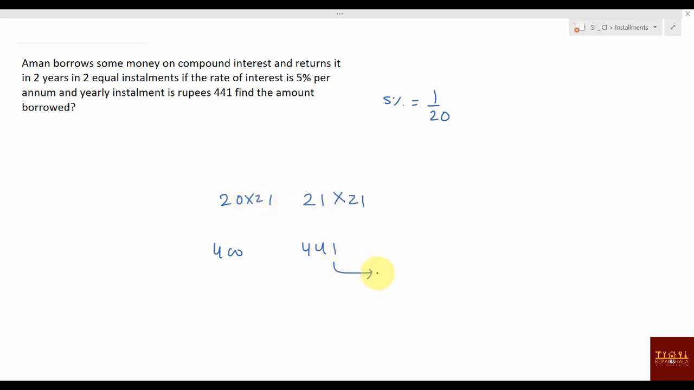Now this yearly installment is given as 441, so you have to multiply with 21. This 441 corresponds to how much principal you have to take? You can say 21 times 20 is 420, or this will be 840. So on 840 you will take as a principal, on that you will have equal installments of 441 at 5% per annum rate of interest. Clear? Directly they have given the value.